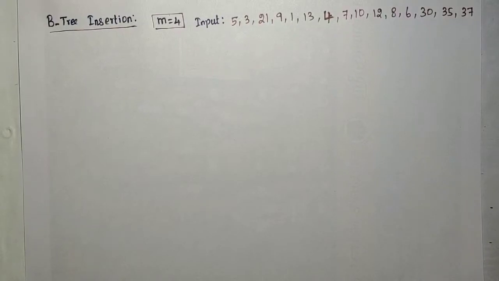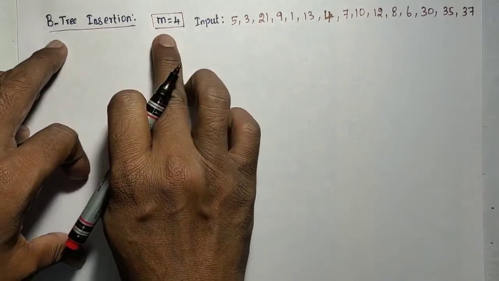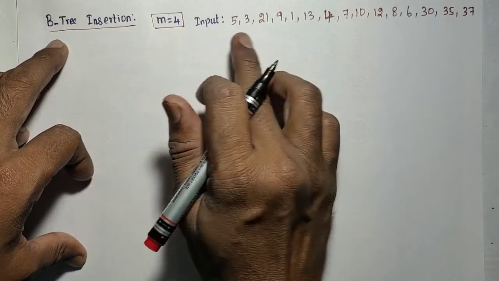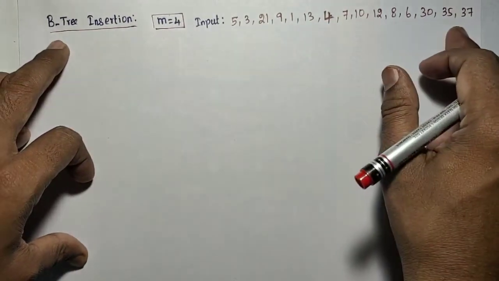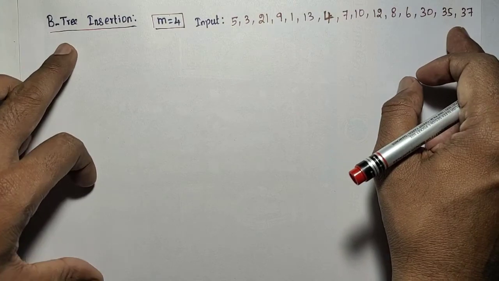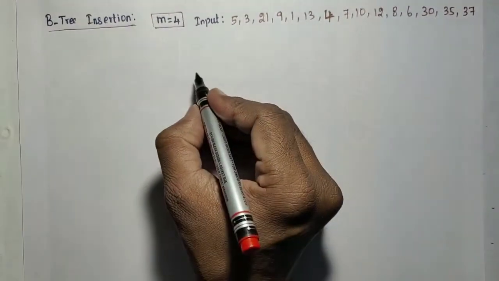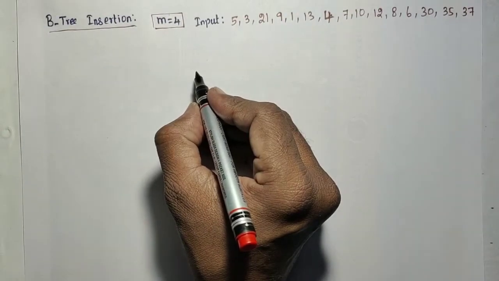So we'll discuss the insertion operation on the B tree: how to insert elements one by one into an initially empty B tree with order m equal to 4. Consider this list of inputs. We are going to add them one by one into the initially empty B tree with order m equal to 4. So 5, 3, 21 like that, but one by one we are going to add them.